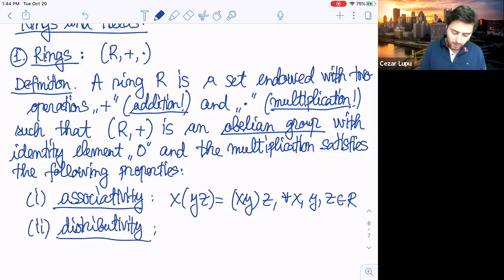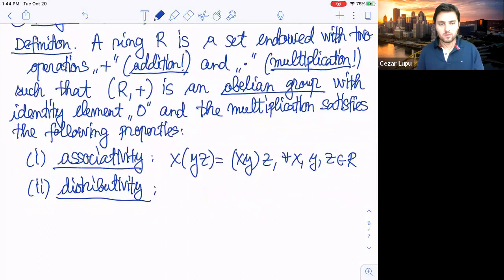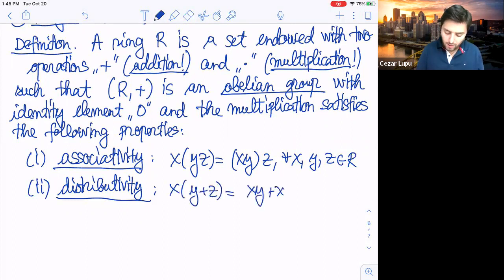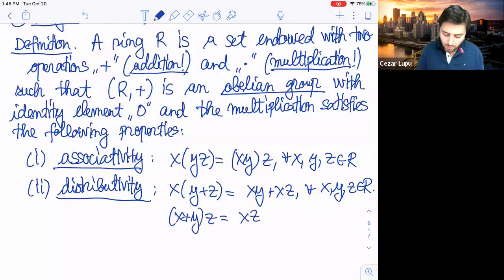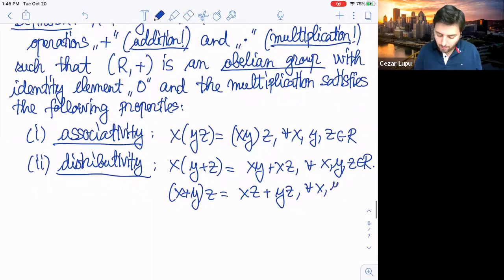which says the following. Well, as you can imagine, it's the distributivity of the second operation with respect to the first one, which is x times (y plus z) is xy plus xz for all x, y, z in R, in this ring. Or you can have something like this: (x plus y)z is the same as xz plus yz for all x, y, z in R. Okay, so these are the two properties.